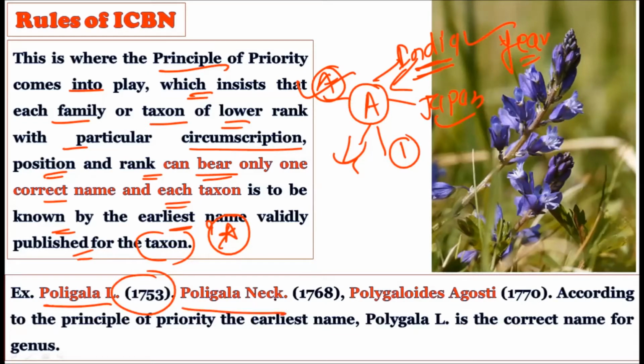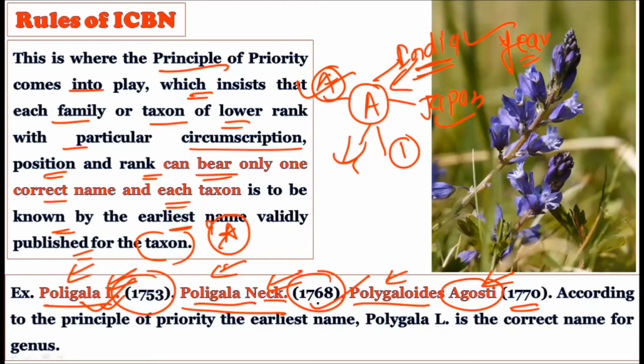Then we have Polygala Neck., which was published in 1768. Then we have Polygaloides Augusti, published in 1770. All these last names, L., Neck., Augusti, are the scientist names, and the first words are the genus names. So Polygala was first described in 1753 as Polygala L. Then the same species was described as Polygala Neck. in 1768, and then the same species as Polygaloides Augusti in 1770.